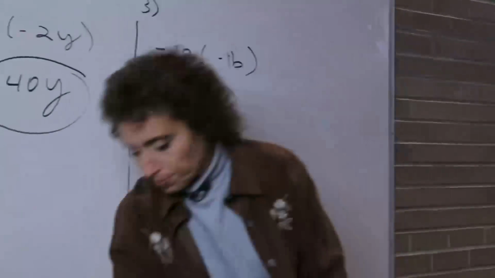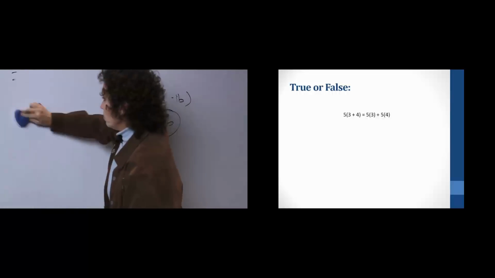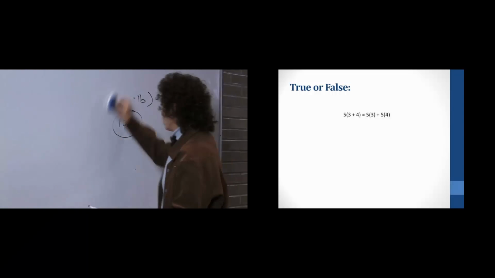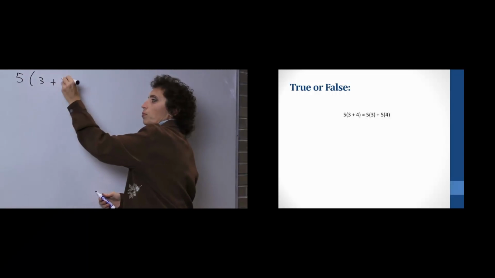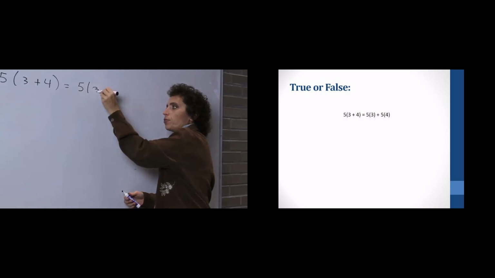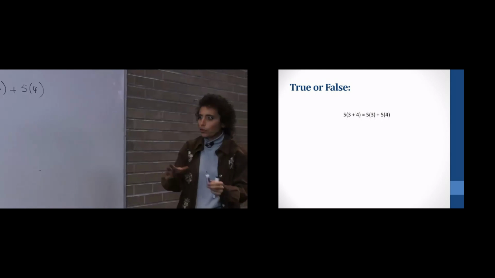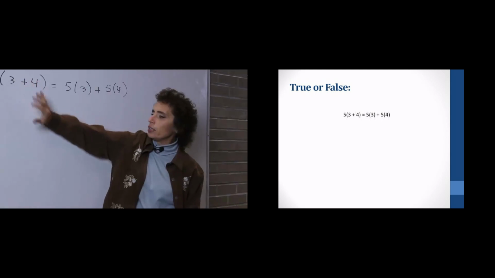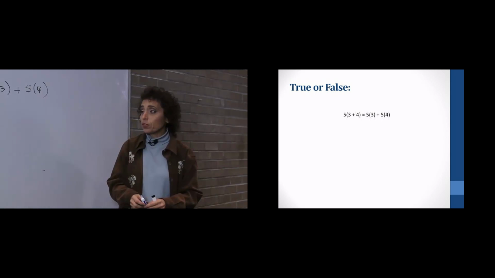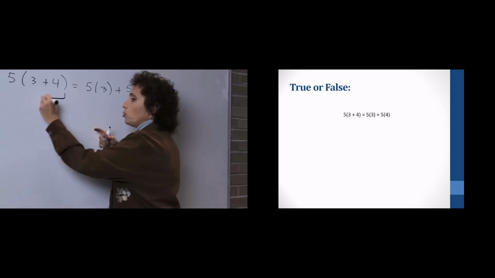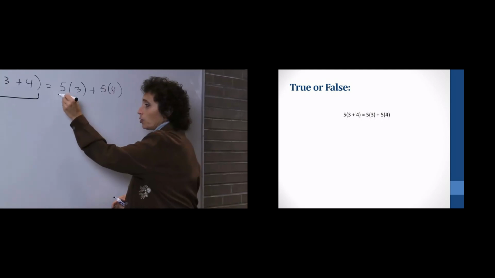Let's take a look at this next question. We want to know if this is true or false. Okay, true or false? 5 times the quantity 3 plus 4 equals 5 times 3 plus 5 times 4. Do you think you'll get the same answer if you do this side as if you do this side? If you think about it, this is something we really already talked about. Here, really, you should be using order of operations. And here, you have to do order of operations as well. Watch what happens, and then you could think about why this happens.